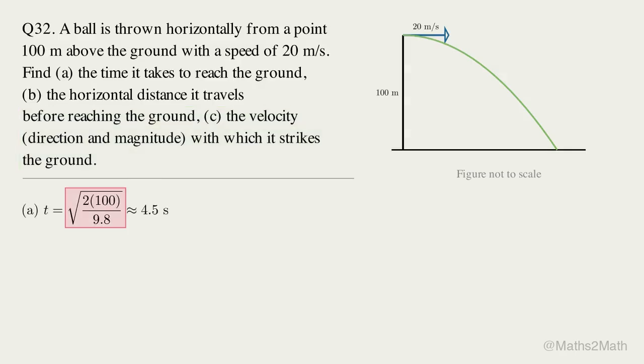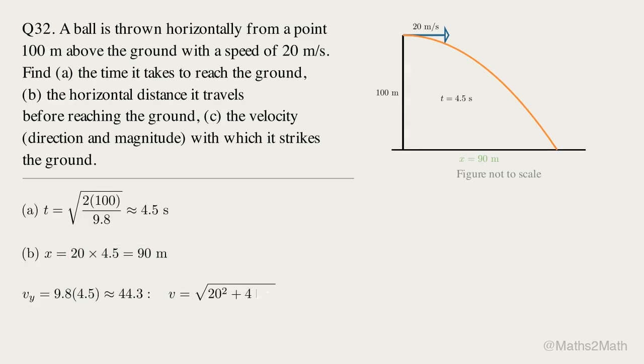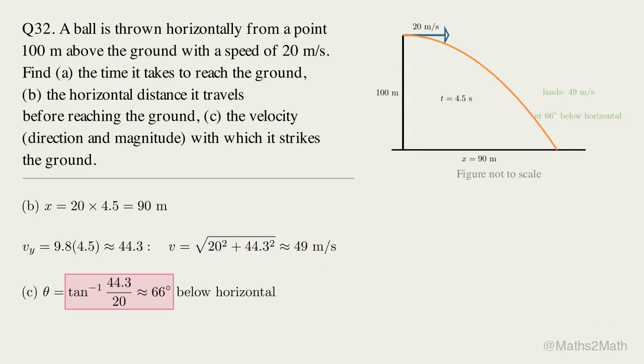T is root of 2 times 100 over 9.8, about 4.5 seconds. Horizontally, 20 meters per second for 4.5 seconds is 90 meters. At landing, the vertical speed is 9.8 times 4.5, about 44.3. Combined with the horizontal 20, root of 20 squared plus 44.3 squared, about 49 meters per second. Its direction, tangent inverse of 44.3 over 20, about 66 degrees below the horizontal.